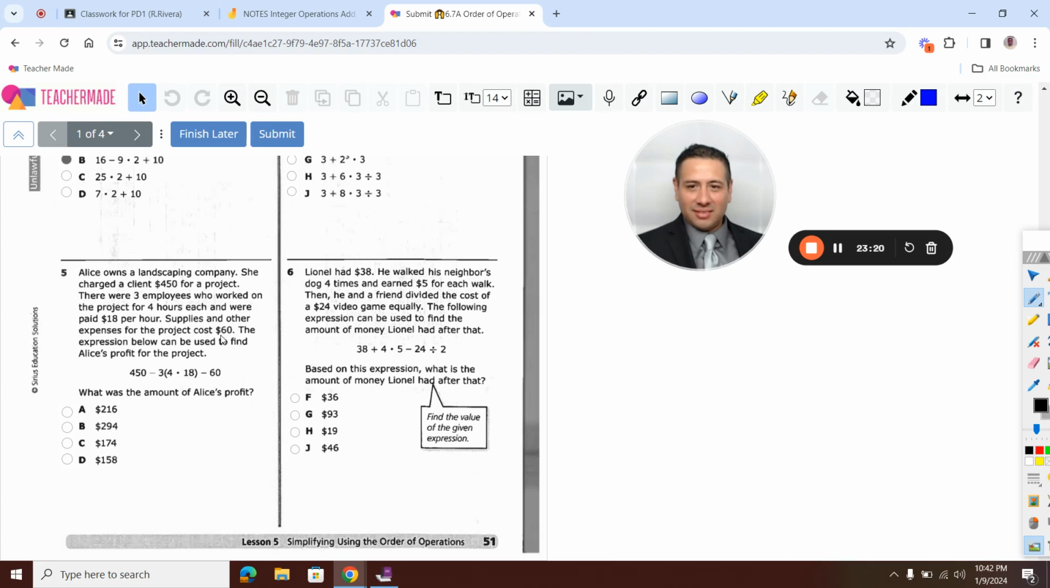So again, because they did tell me that the expression below can be used, we don't have to really do the facts and get all the information in details, but it's good to read so you understand what you're doing. You got some money and you have to now pay your employees. There's 3 of them. They're being paid 4 hours each, $18 an hour. And then you also have to pay for the supplies, which was $60. Okay. So I'm going to copy this expression. So I'm going to go to my journal again.